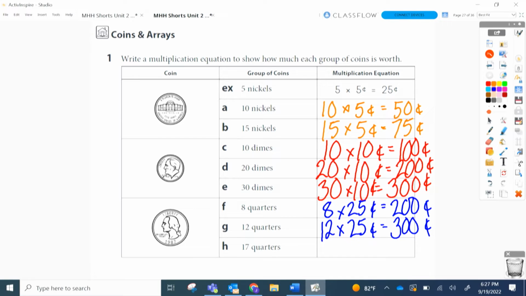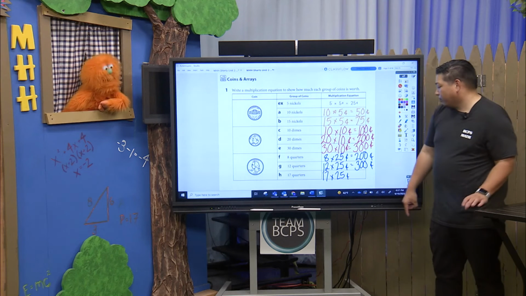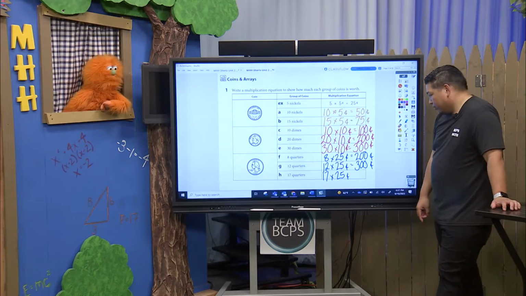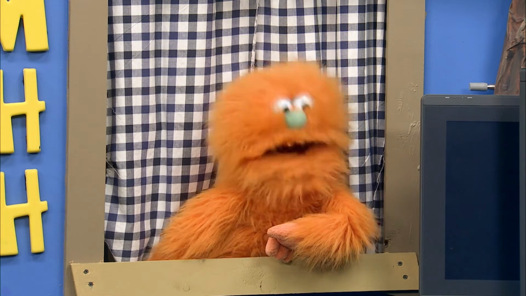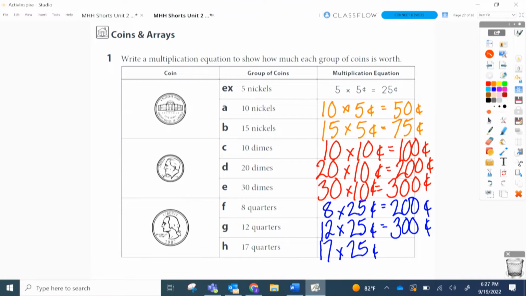Oh, the next one looks really hard. 17 times 25. Okay. 17 times 25 cents. So if 8 was 200, 16 would be double that, which is 400, plus 1 more quarter, which is 25. 425 cents.